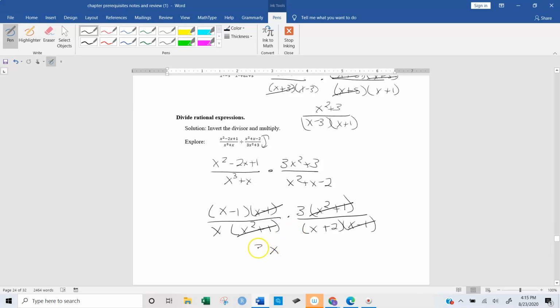So you're left with 3 times x minus 1 in the numerator over x times x plus 2 in the denominator. I actually like it in that form. If you want to distribute, you could, but this is easier to see what cancels.